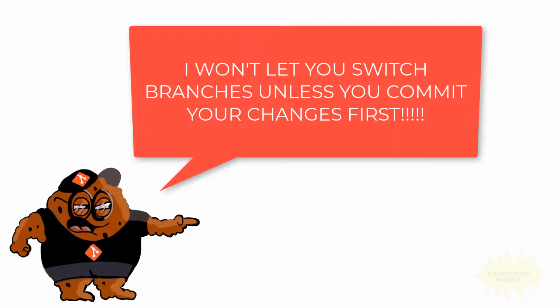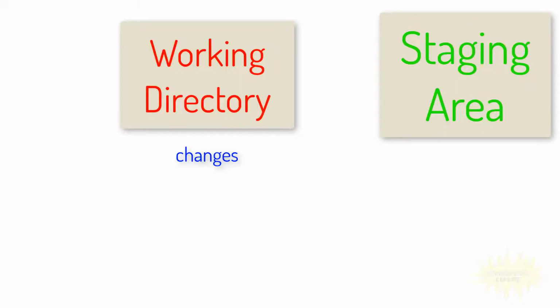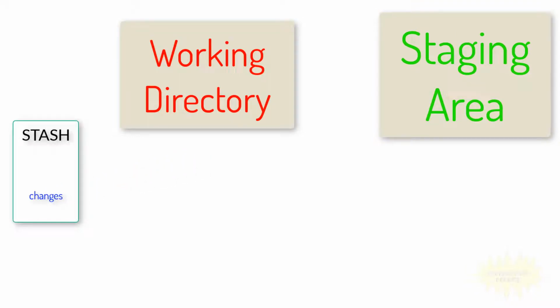Git is actually going to complain. Git is going to be like, hey, I know you want to switch over to another branch, but I can't have your changes just floating around here. I need you to commit them first. But the problem is that sometimes we're not ready to commit all of our changes just yet. Sometimes we just want to put them off to the side so that we can go to another branch and do something else. And that's when we can use this git stash command.